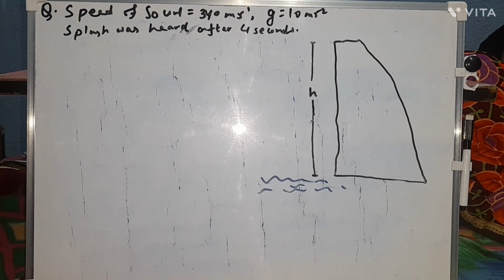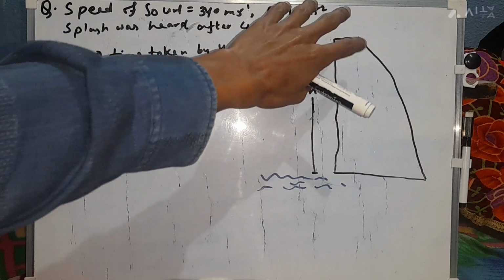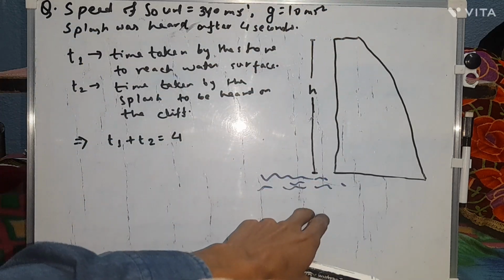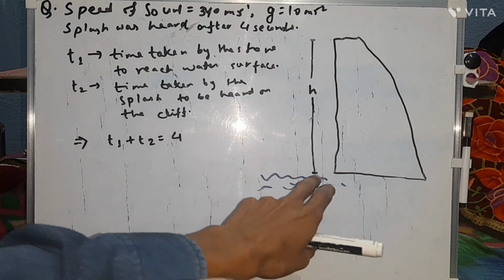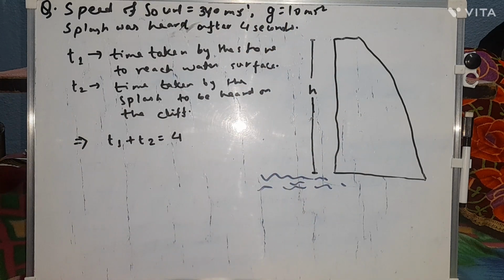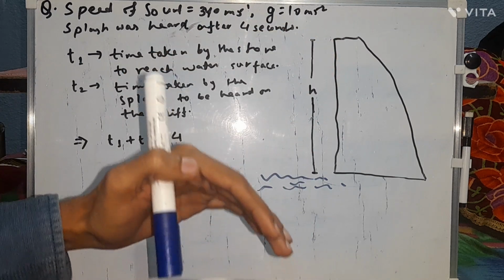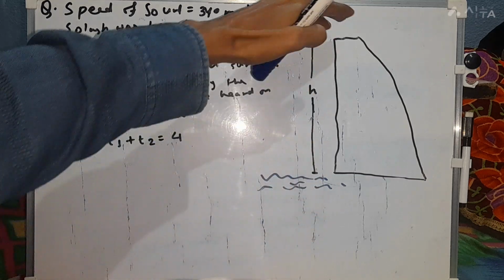So we will solve this question very carefully. The thing that comes to your mind is, how would I approach this question? We have assumed that T1 is the time taken by the stone to reach the water surface. When it was dropped, it took T1 time to reach the water surface by traveling the h distance under gravity. And T2 is the time taken by the splash to be heard on the cliff, so it's the time taken by the sound to travel from here to here.